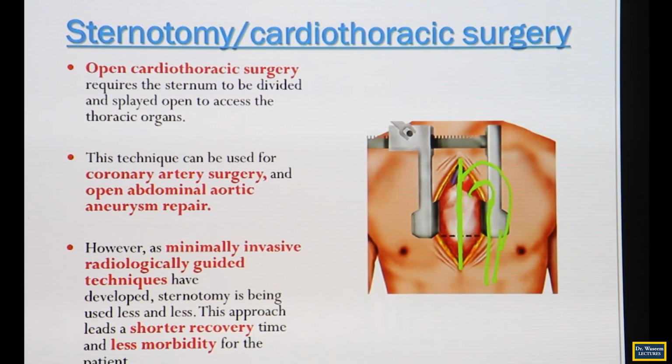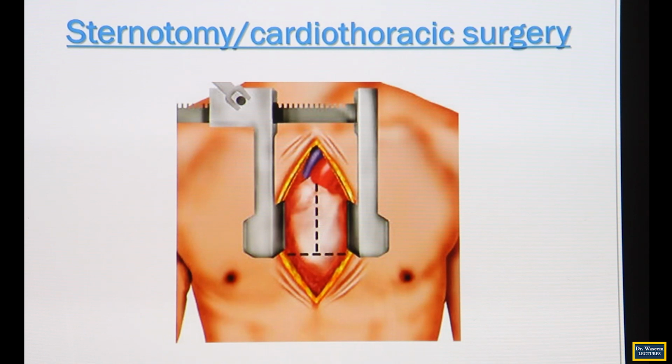This is called sternotomy. You see here, skin and superficial fascia have been removed and the bone has been cut longitudinally into two halves. You are seeing the fibrous pericardium. If you cut the fibrous pericardium, you will get the heart exposed.